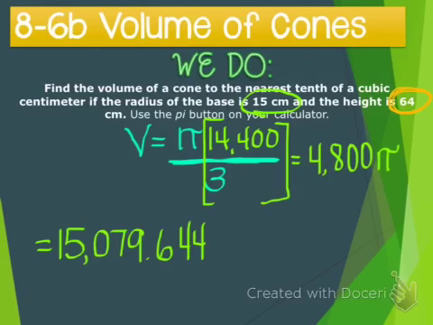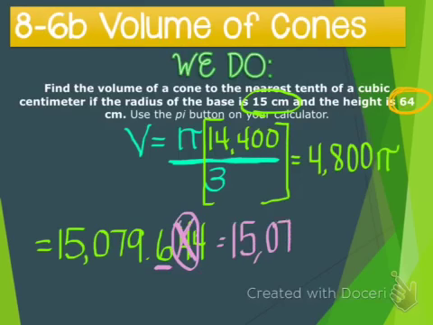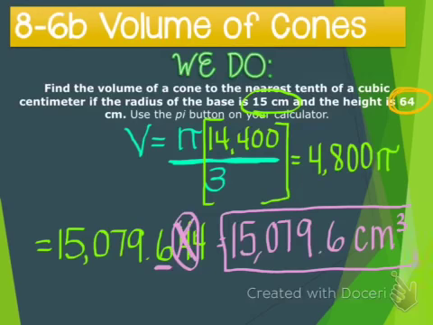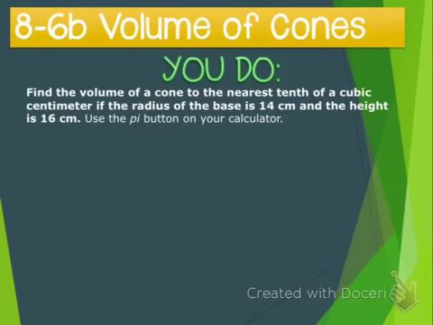But if I want to round to the nearest tenth, I need to look at this number right here, 4. 4 is not 5 or higher, so I'm going to keep it as 15,079.6. And then we are doing centimeters, and volume is always cubed. So that is how we do one without actually having a picture of it.